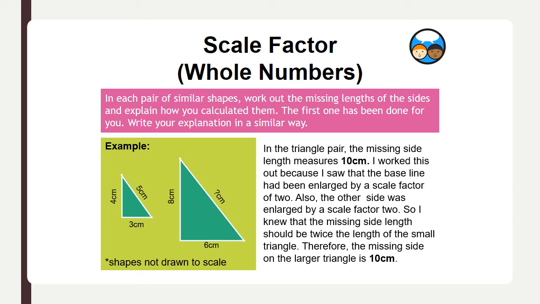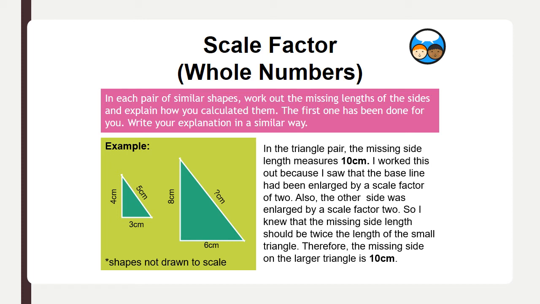We can see we've got a smaller triangle with measurements of 4 centimeters by 5 by 3. Now, the second triangle, which has been enlarged and is similar to the first, is 8 centimeters by 6 centimeters, and we had to find out the missing length. But we can see that to get from 4 to 8, we had to multiply by 2. So it has a scale factor of 2. So now we know that we can use that to help us find the missing measurement. 5 times 2, which gives us 10.